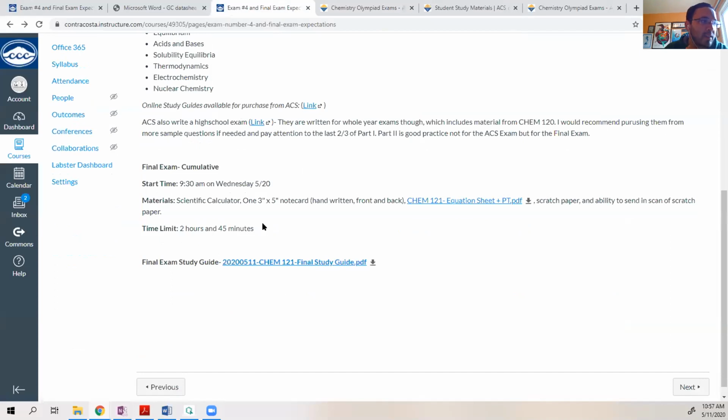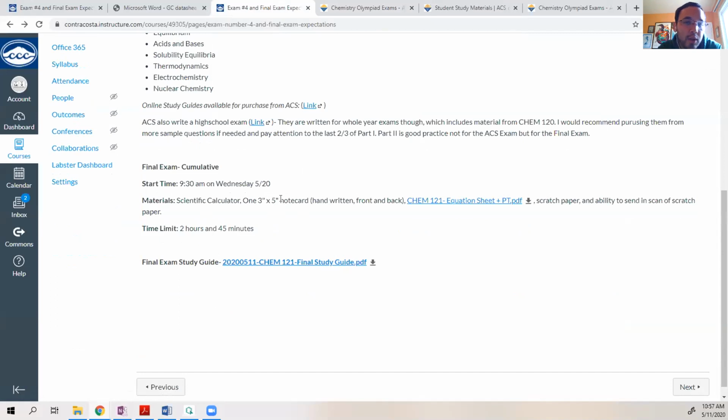there. A cumulative exam, the final exam, that's going to be next Wednesday. It's going to be longer. It's about 2 hours and 45 minutes. You will be able to use a note card, right? So I would recommend that you prepare a note card. It's a 3" by 5" note card, handwritten, front and back is fine.